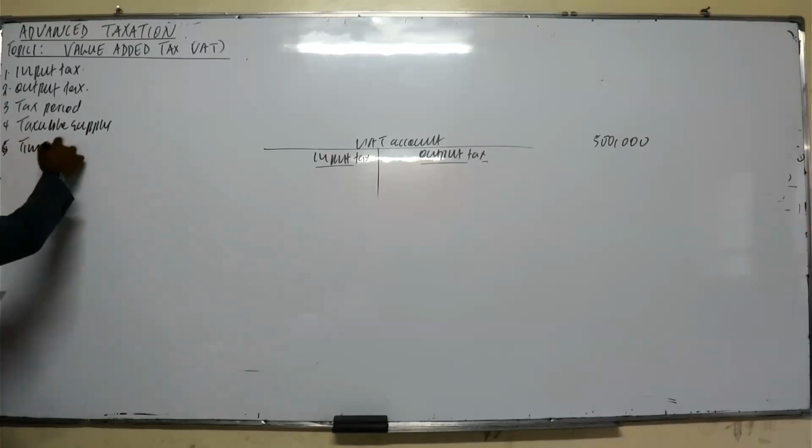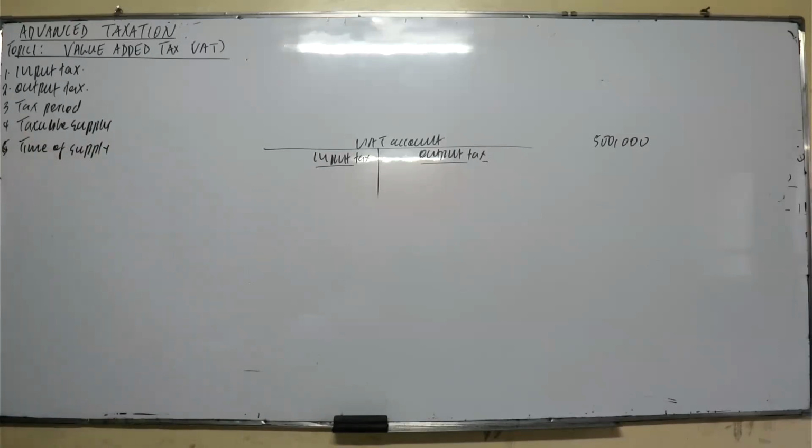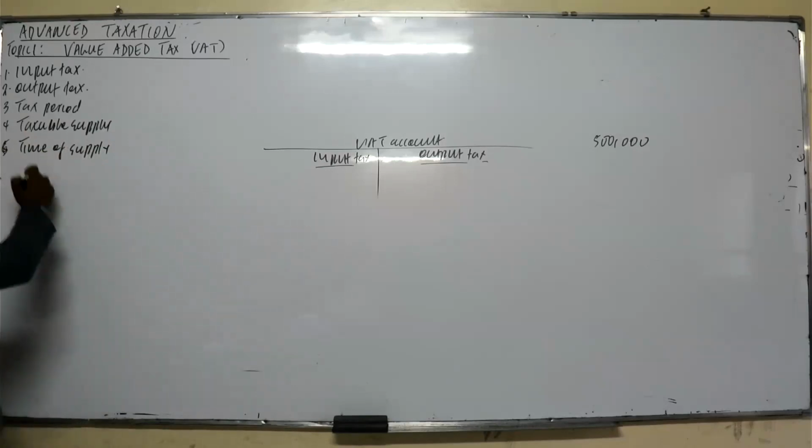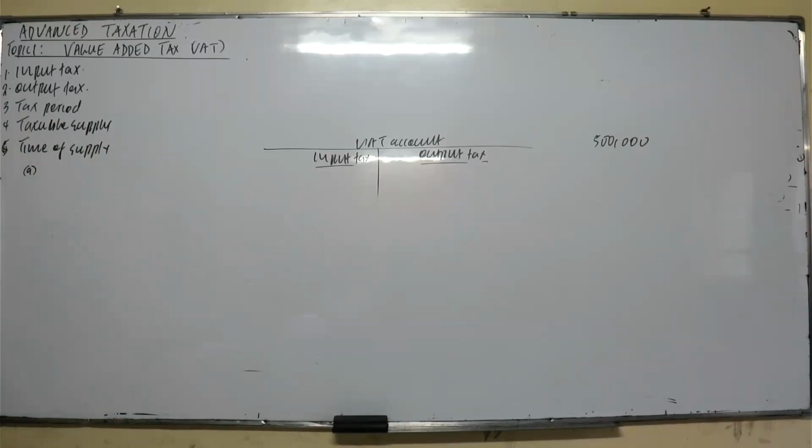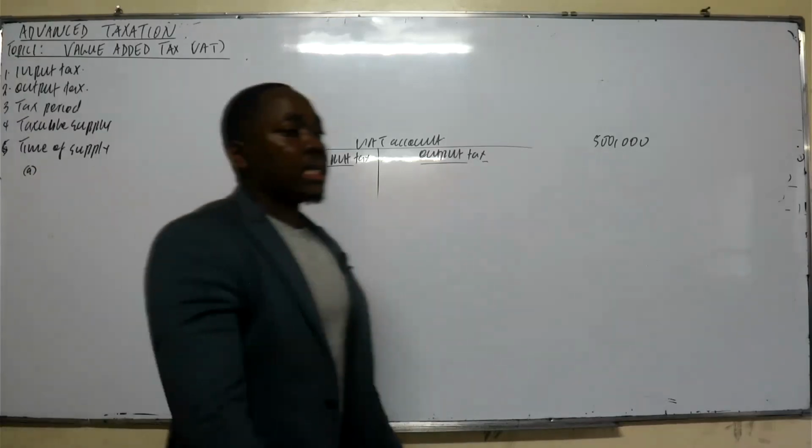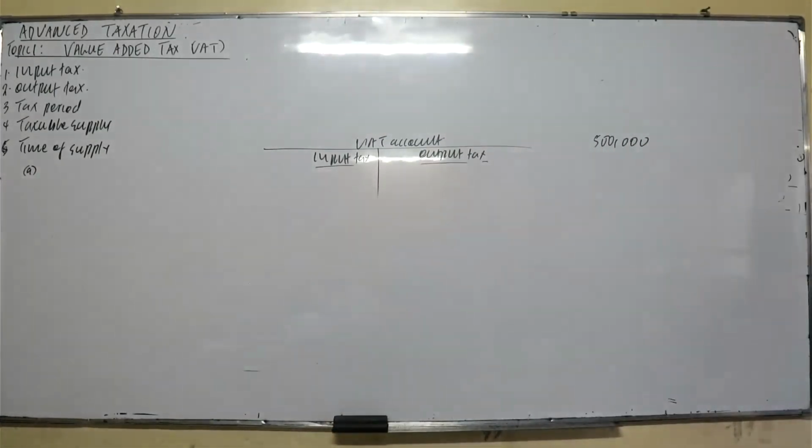Let's look at another one. Number five, time of supply. This shall be the earlier of: A, the date on which the goods are delivered or service performed; B, the date on which the invoice on supply is issued.